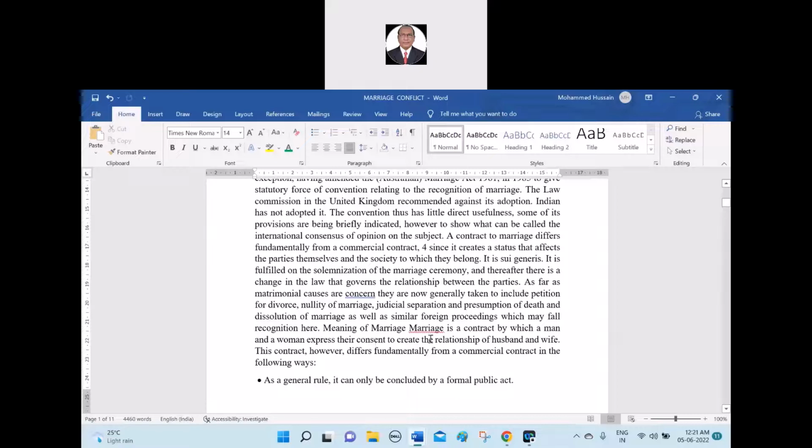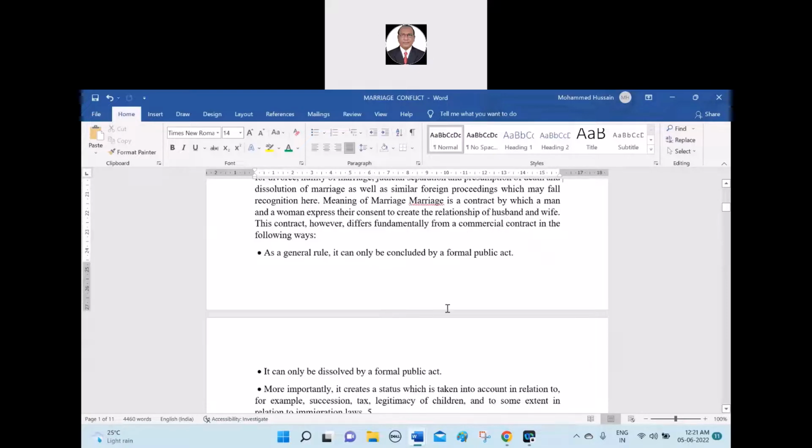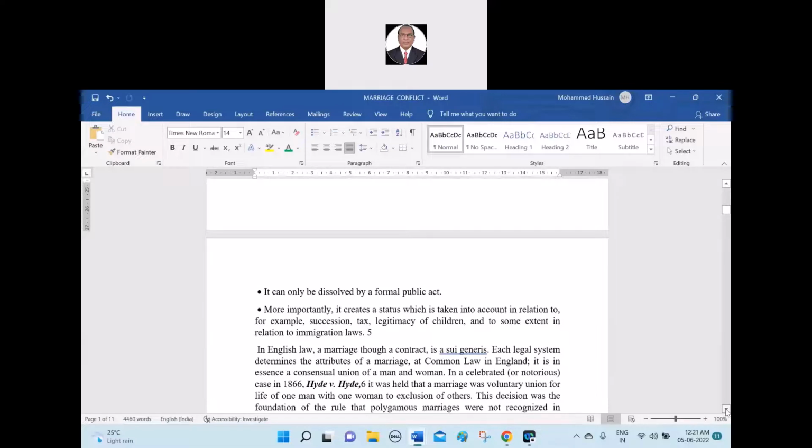So, the meaning of marriage is a contract by which a man and a woman express their consent to create a relationship of husband and wife. And this contract, however, differs fundamentally from the commercial contract in the following ways. Commercial contracts are different and marriage contracts are different. As a general rule, it can be concluded by formal public act. Number two, it can only be dissolved by formal public act. Yes, there are provisions for the dissolution of the marriage.